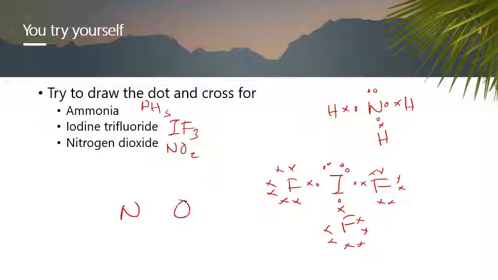Nitrogen dioxide. Oxygen forms 2 bonds. Oxygen has 6 electrons, 1, 2, 3, 4, 5, 6, 4, 5, 6. Nitrogen got 5. Now I see nitrogen now has got 9.